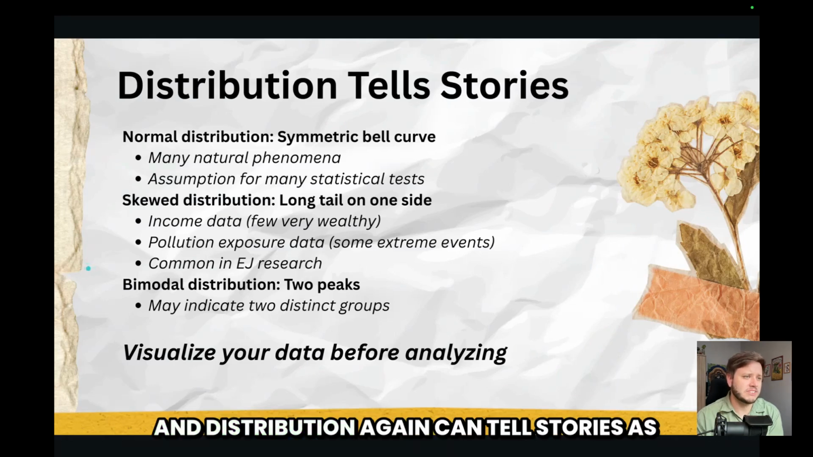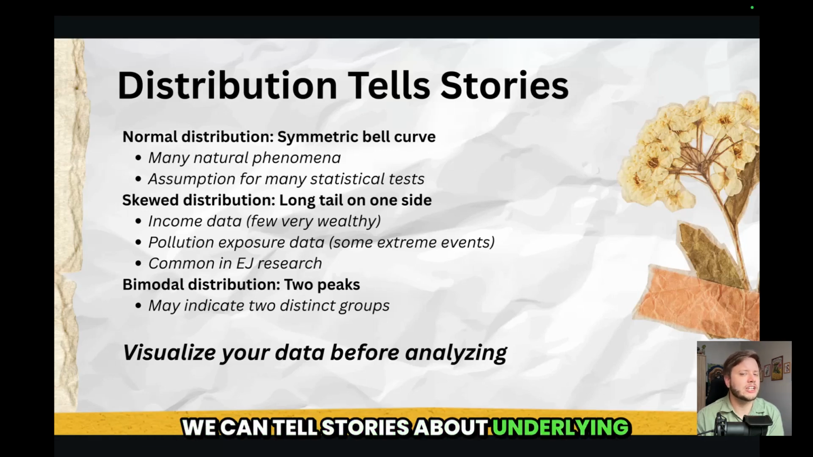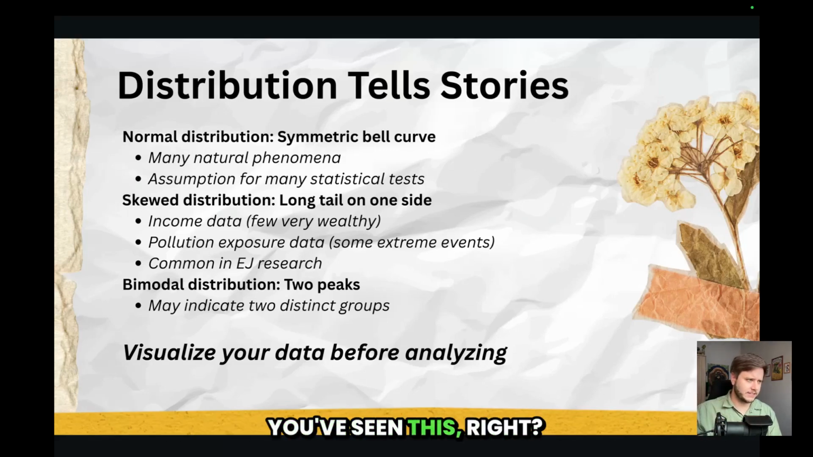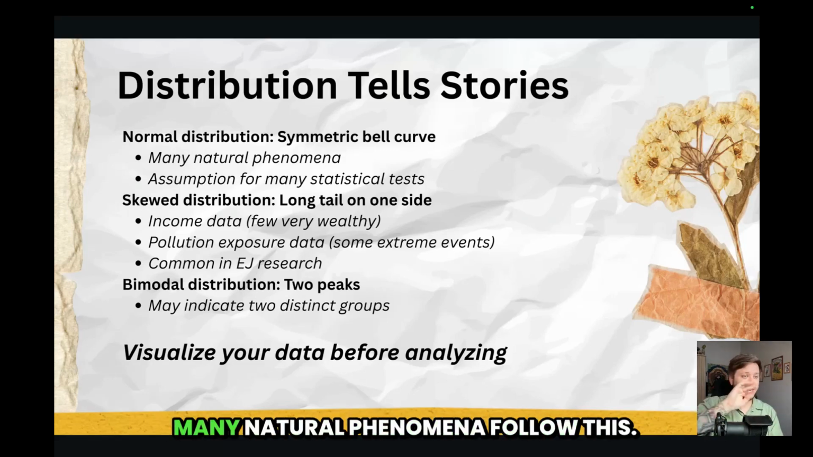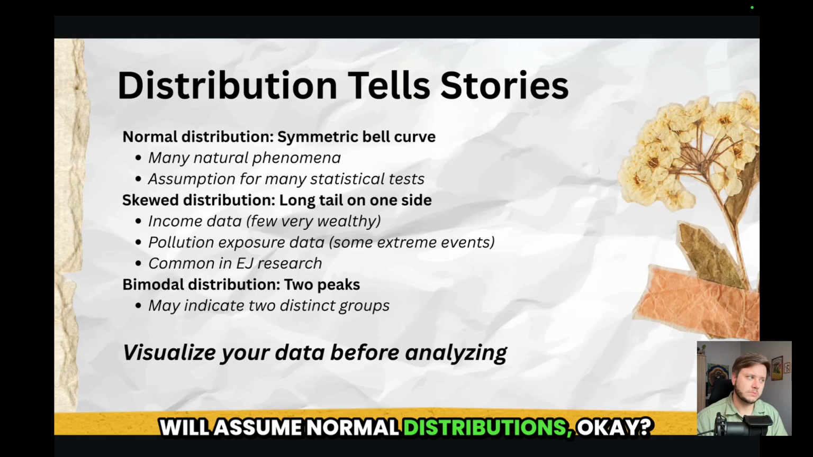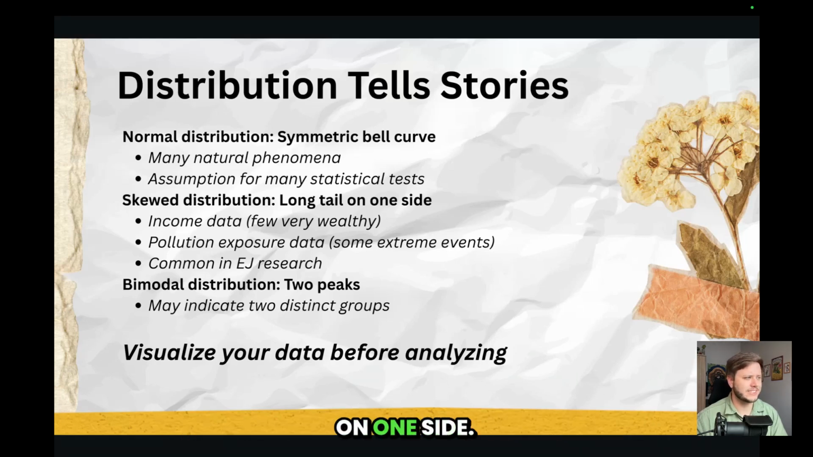And distribution, again, can tell stories as well, right? This is really important when we're doing environmental justice research because we can tell stories about underlying processes, okay? So a normal distribution is the symmetric bell curve. You've seen this, right? It just goes up and comes down. Many natural phenomena follow this. And importantly, many statistical tests assume normal distributions, okay? But a skewed distribution has a long tail on one side.